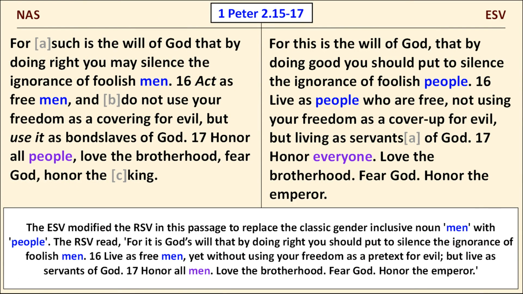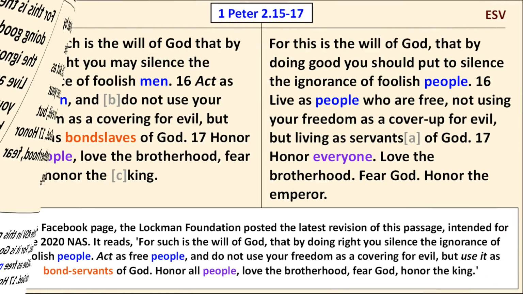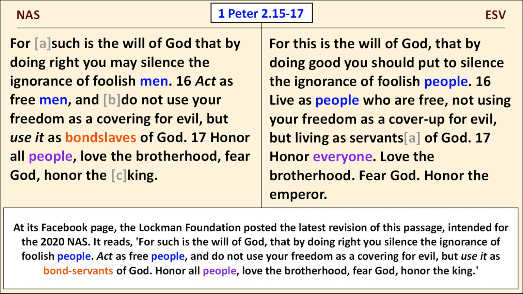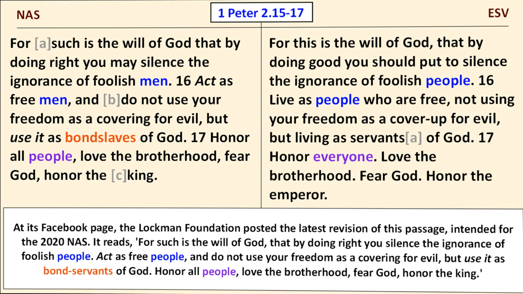The RSV had "men" in both places in verses 15 and 16, where the ESV reads "people," and it had "honor all men" in verse 17, even though the word "men" doesn't appear in Greek. Glancing ahead at the upcoming revision of the NAS, it appears likely that the NAS will replace "men" with "people" in this passage. It also intends to ditch "bond slaves" in favor of "bond servants."